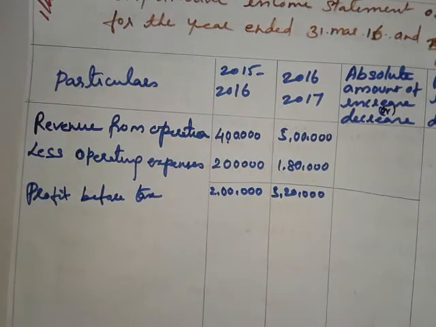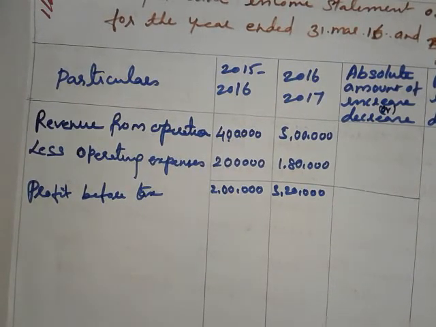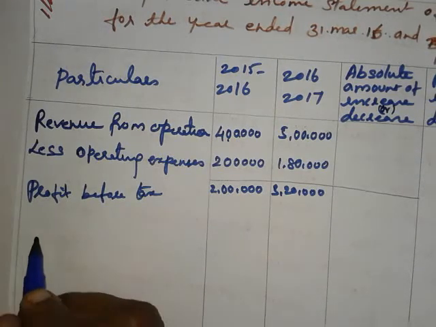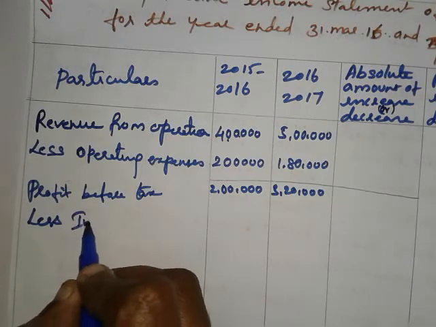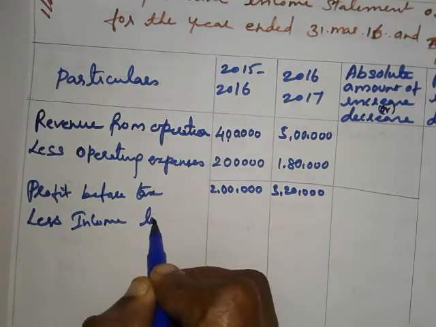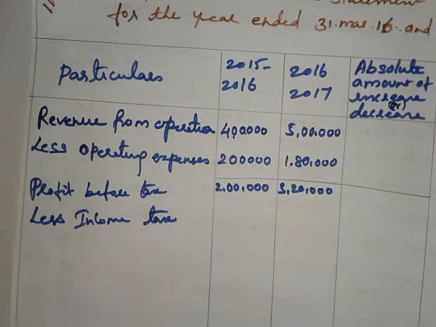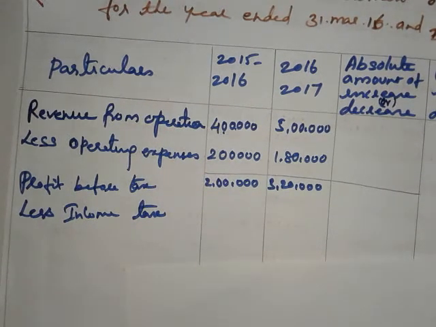And income tax is given as a percentage, that is 20 and 50. So we have to calculate the income tax. Next we have to deduct income tax. You have to reduce the income tax. For that you have to find out the income tax. For the first year you have 2 lakhs profit. From that 2 lakhs you have to compute 20% income tax.